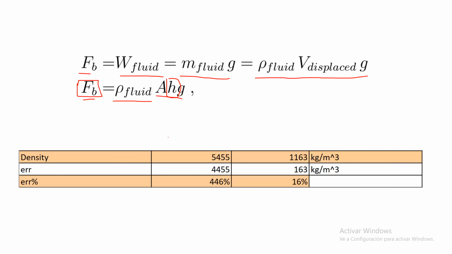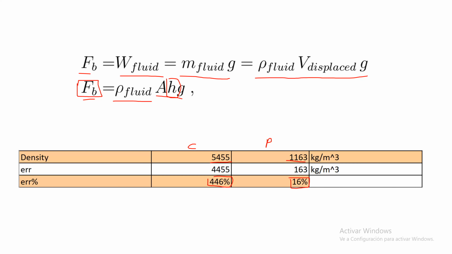So here are the results. As you can see, for the cylinder, which is this one right here, and the prism, which is right here, we got a density of around 5,455 kilograms per cubic meter and 1,163 kilograms per cubic meter. This is kind of bad, as they are really far apart and they should be the same, as they are recording the same thing. And we can see down here the real error of the cylinder, which was around 500% error, while the prism was only 16%.